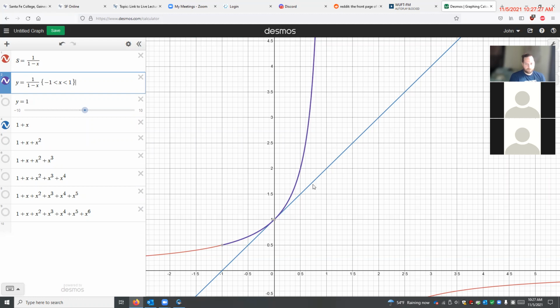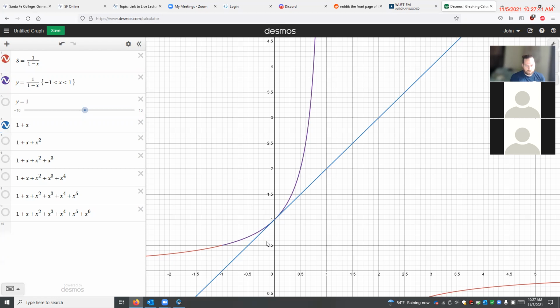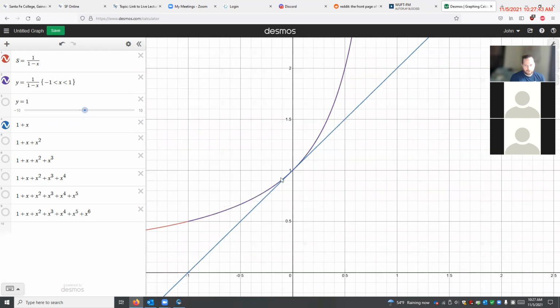So what does this blue thing do? This first partial sum matches up with the function at the center. They share that point. But also, it has the same slope as the purple at that point. And you notice that if you stay really close to 0, like right in here, the vertical gap between the purple and the blue is not too bad. It's the best straight line for matching up with the purple.